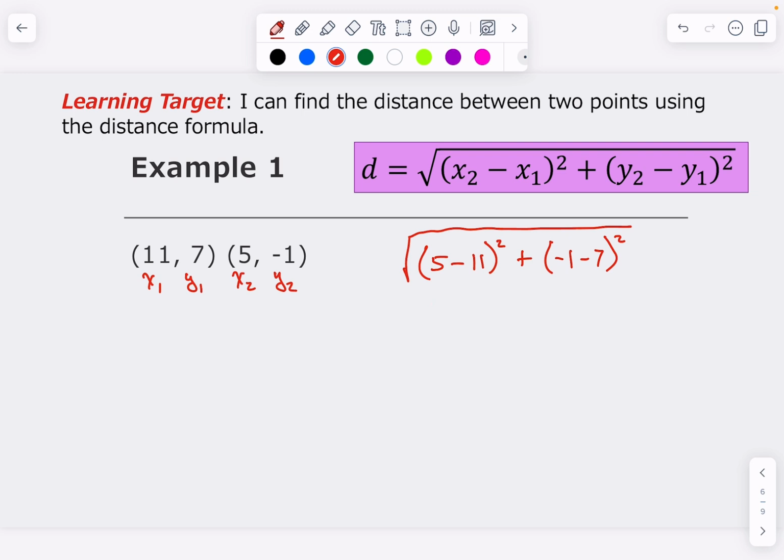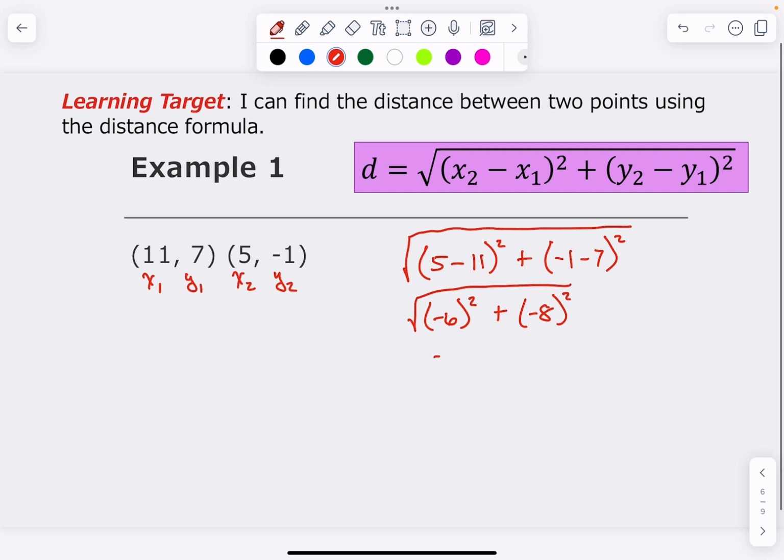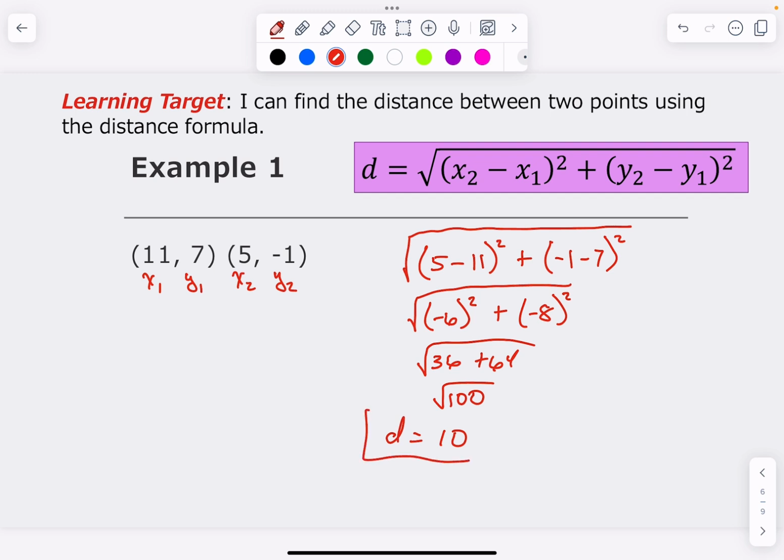Now we're just going to simplify. 5 minus 11 is negative 6. Negative 1 minus 7 is negative 8. Still under a radical, so I'm going to put that there. Negative 6 squared is going to give me 36. Negative 8 squared is going to give me 64. Adding those together, I'm going to get 100. And the square root of 100 is 10. So the distance between these 2 points is 10 units.